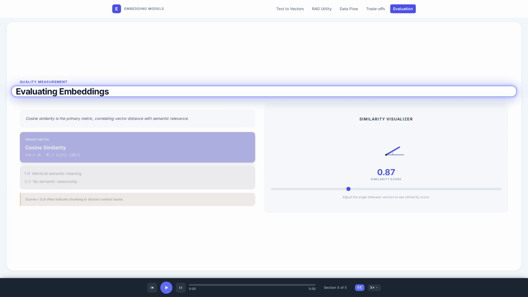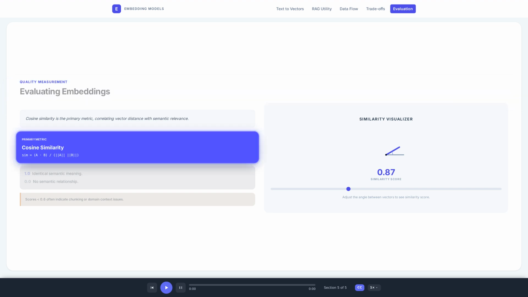Finally, how do we know if our embeddings are actually any good? Let's look at how we evaluate them, focusing on the primary metric. The main way we check how well embeddings are working is with cosine similarity. It's a measure of the angle between two vectors. A score of 1.0 means they're pointing in the exact same direction, totally similar meaning. A score of 0.0 means they're unrelated. The formula uses the dot product and the magnitudes of the vectors.